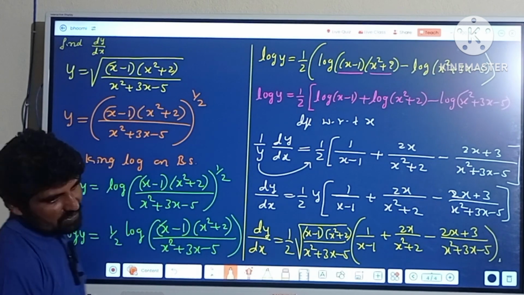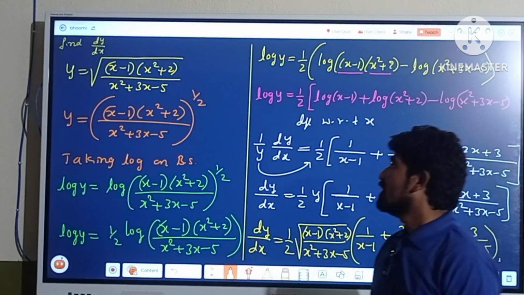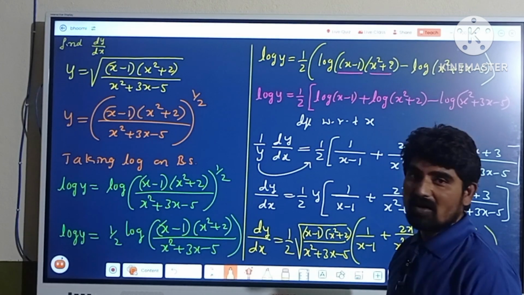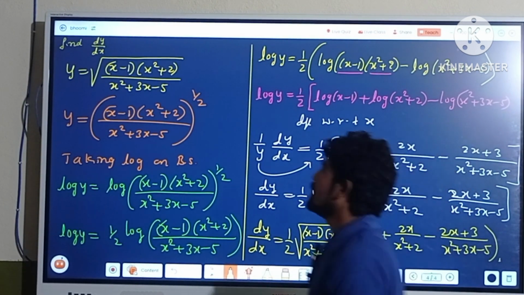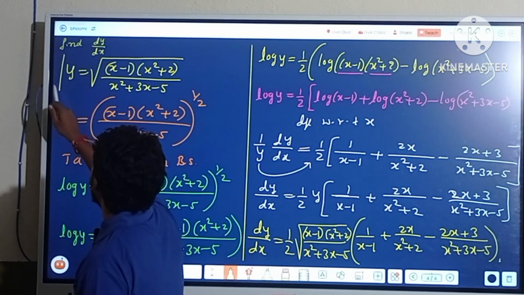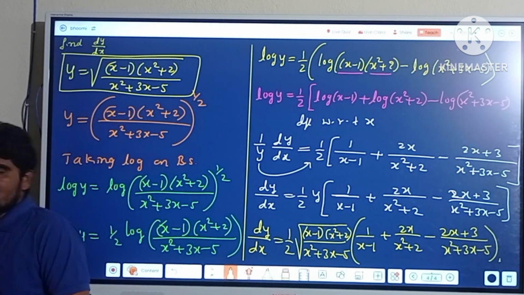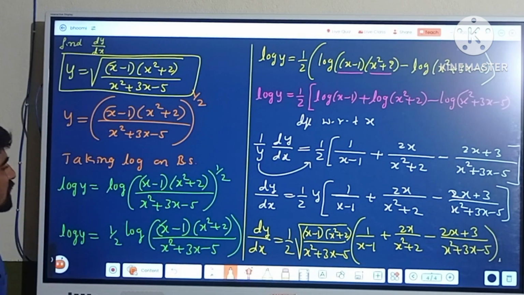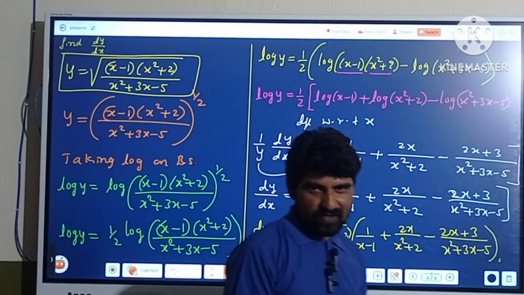So logarithmic differentiation is also used for functions which can be solved using the chain rule, but using the chain rule for this type of function is very complicated. That is why, for this type of function, to find its derivative we use logarithmic differentiation. I hope all of you understood.